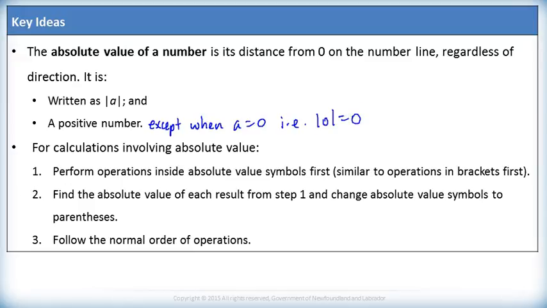For calculations involving absolute value, perform operations inside the symbols first, then find the absolute value of the results within those symbols after you do the calculations in step 1, and then follow the normal order of operations.